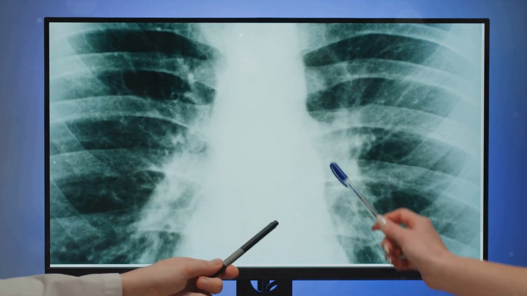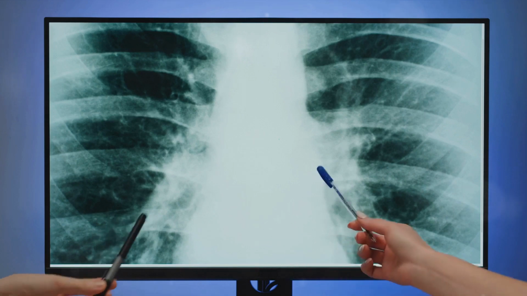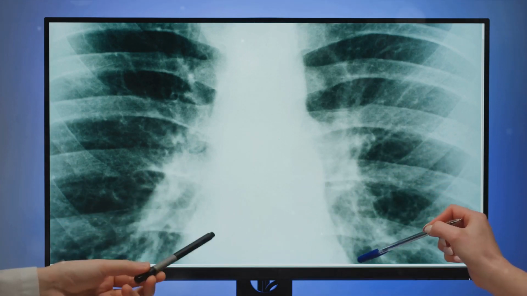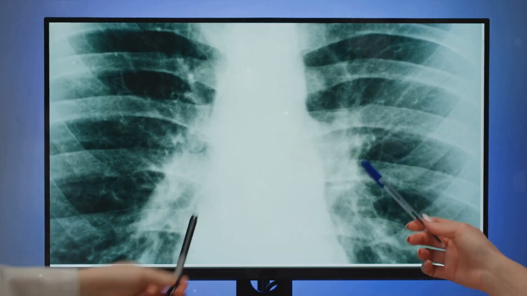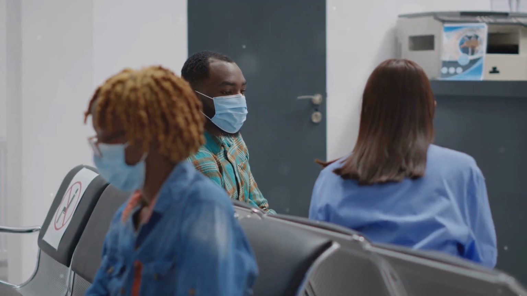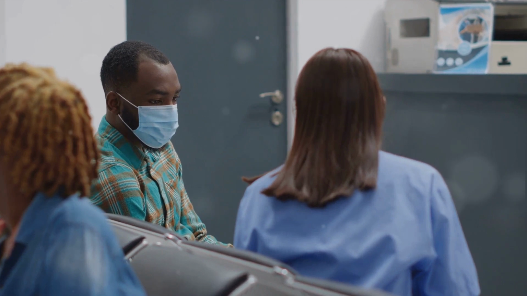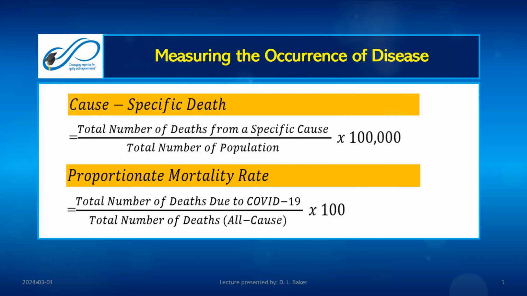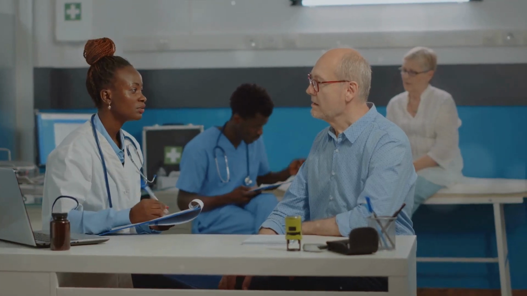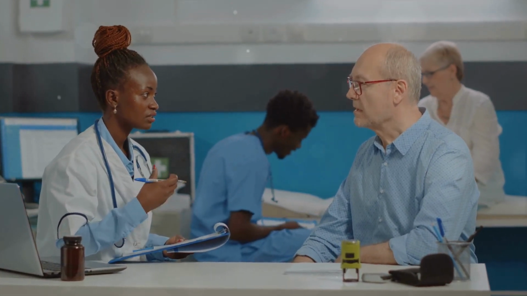At this juncture, one may inquire, what distinguishes cause-specific death rate from proportionate mortality rate? Let's clarify. Both these measures offer insights into the causes of death, but the key difference lies in the denominator. Cause-specific death rate takes the entire population as the denominator, denoting the frequency of deaths from a unique cause per unit of the total population. Conversely, proportionate mortality rate uses the total number of deaths as the denominator, representing the proportion or percentage of deaths attributed to a specific cause compared to all deaths. It offers insights into the distribution of causes within mortality data.